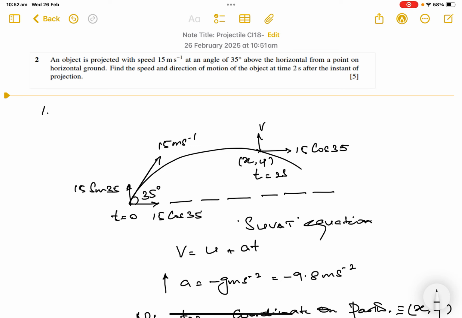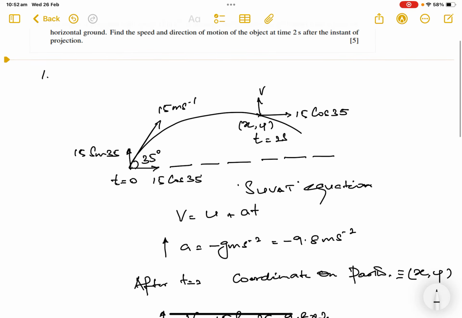An object is projected with a speed of 15 meters per second at an angle of 35 degrees above the horizontal from a point on horizontal ground. Find the speed and the direction of motion of the projectile at time t = 2 seconds after the instant of projection.